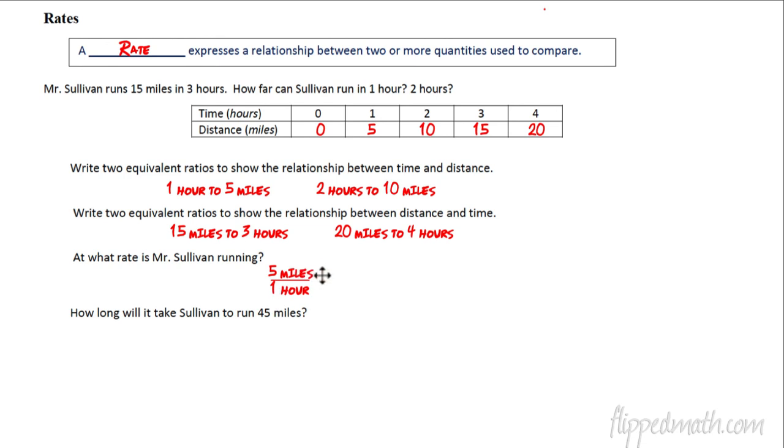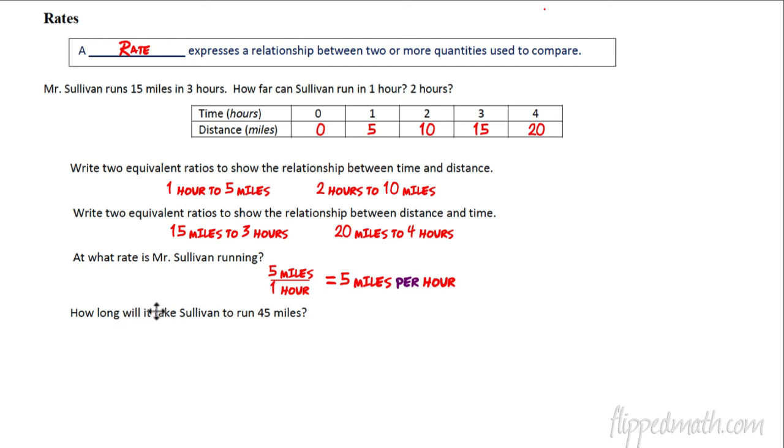Do you hear that word I just used? Per. Okay, 5 miles per 1 hour. When we start comparing for every 1 hour, then that is called a rate. And we can tell how fast Mr. Sullivan's going. So I'm just going to look right here when the time is 1, and that's going to help us use the 5 and the 1. We can find out what the rate is.